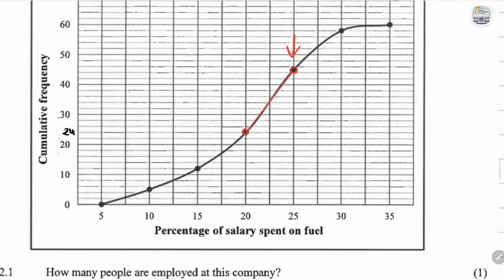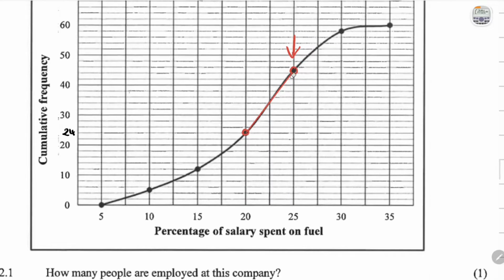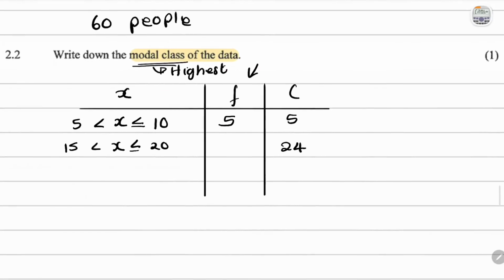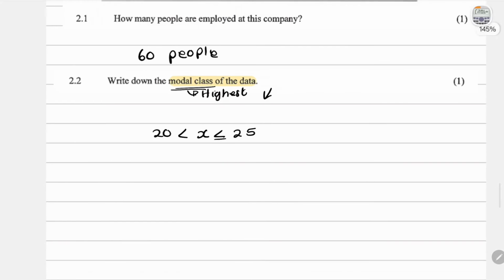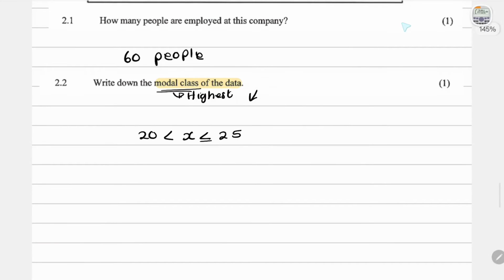And so what does that mean? It means that if this is the point we're looking at, the class that it belongs to is the class that is greater than 20 but less than or equal to 25. And then we can put that down. That is our answer. So this is a class that is greater than 20 but less than or equal to 25. And there we go. Moving on to the next question.